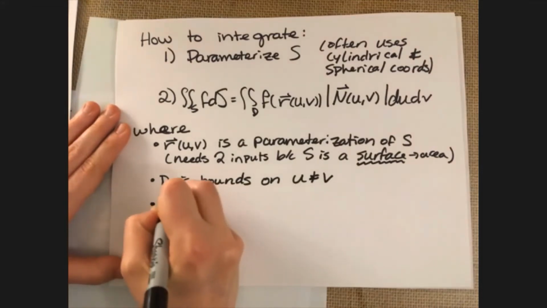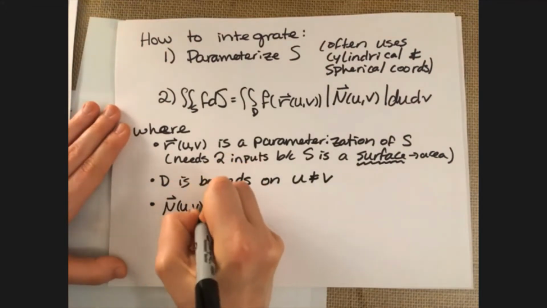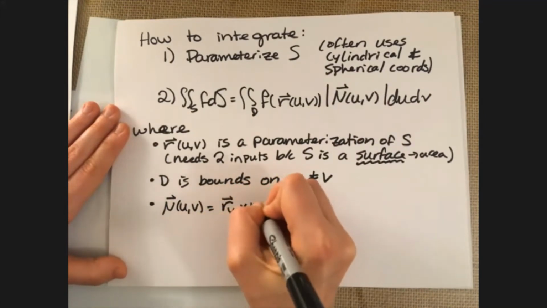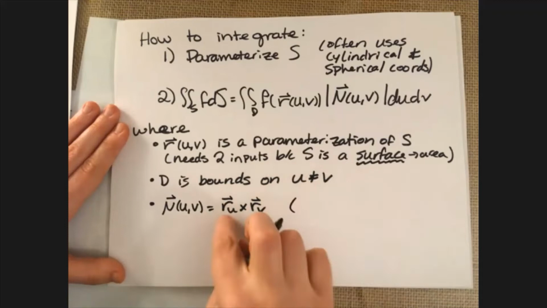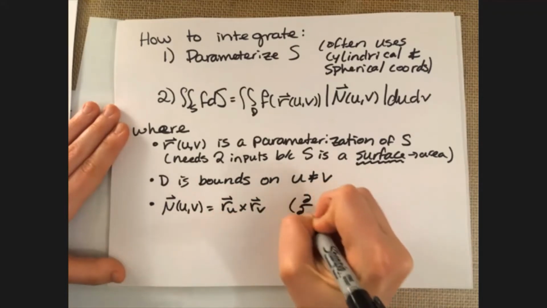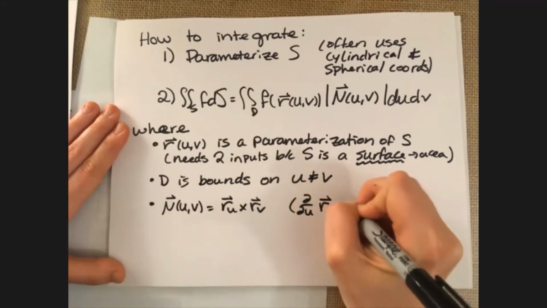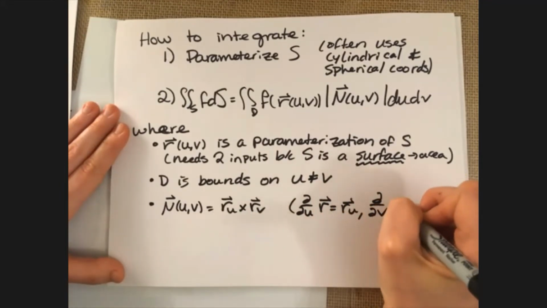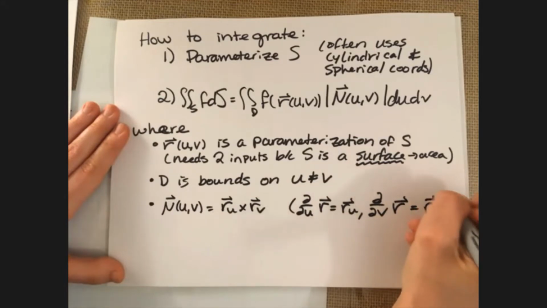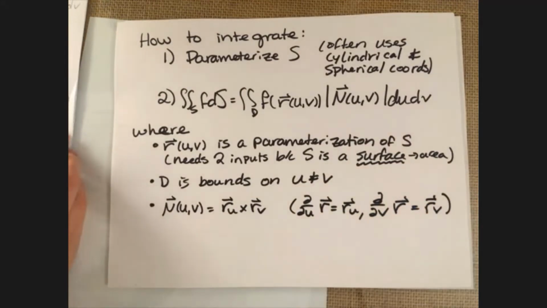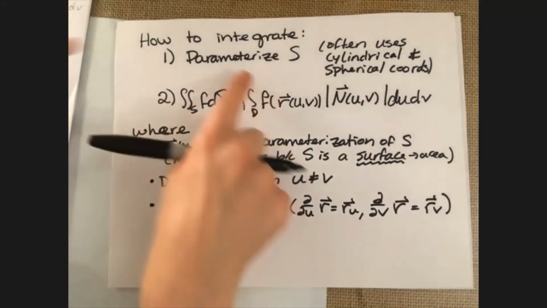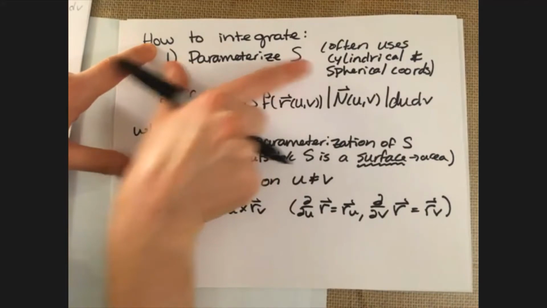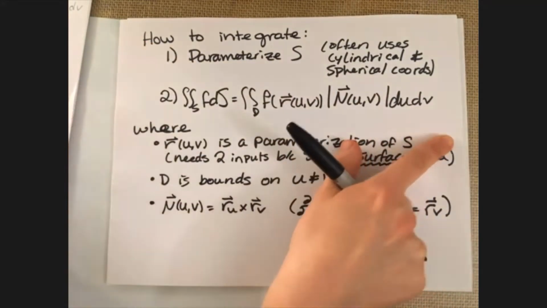So N of U, V here, which we take the length of, is just equal to R_U cross R_V, where this right here is just your partial derivative with respect to U of R, and same idea here, the partial derivative with respect to V of R. Just as with the line integrals, a lot of it is figuring out how to parameterize your surface, and then after that, it's really just plugging it into this formula right here, and you are good to go.